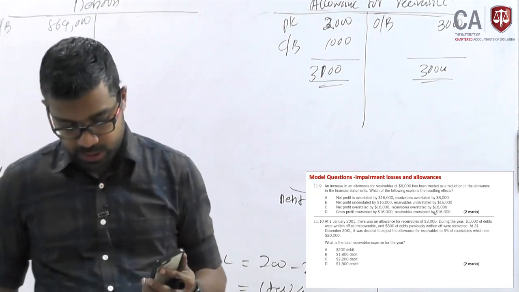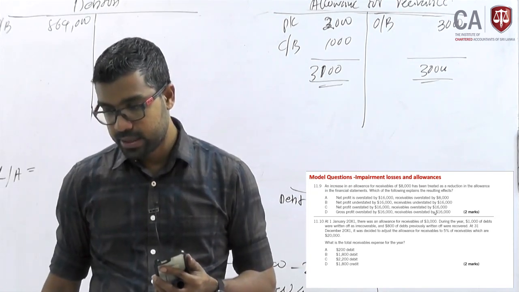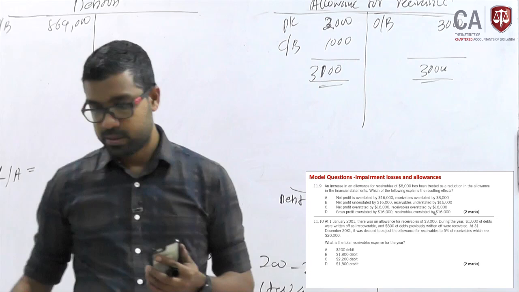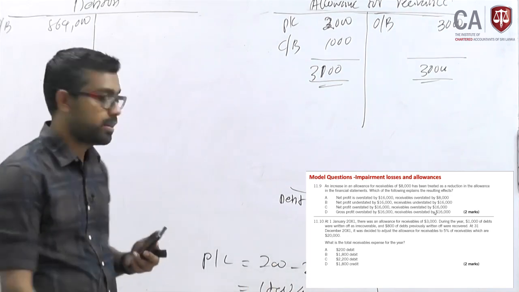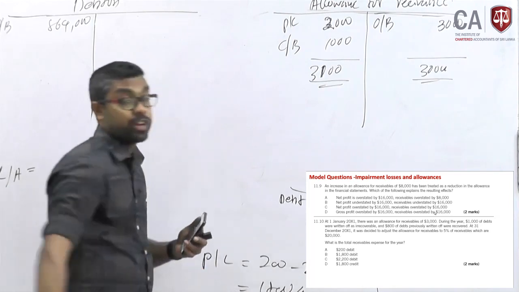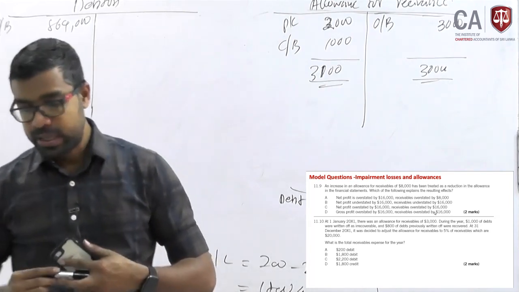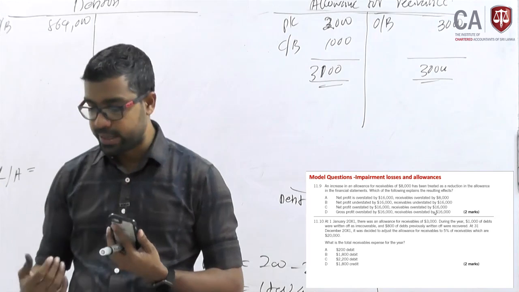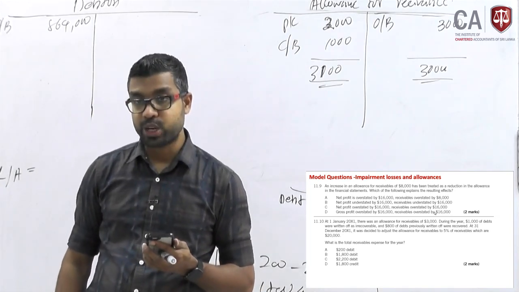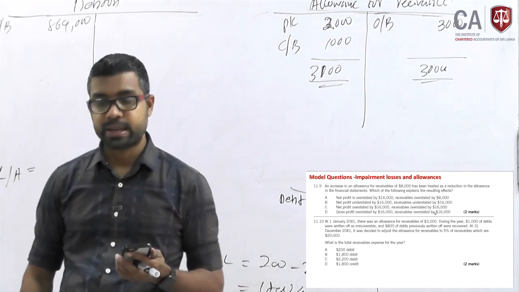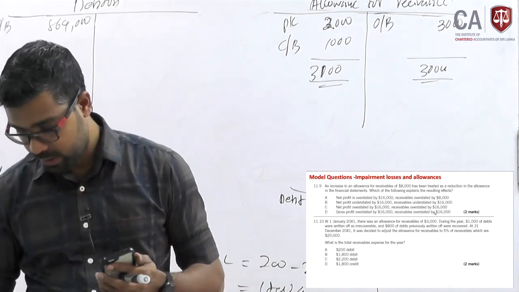1800 gain to P&L, which means answer is B. So answer is what? Credit to P&L. Answer is D. If you look at this answer, you have both 1800 debit, 1800 credit. So you have to be careful, 1800 not debit to P&L, 1800 credit to P&L.